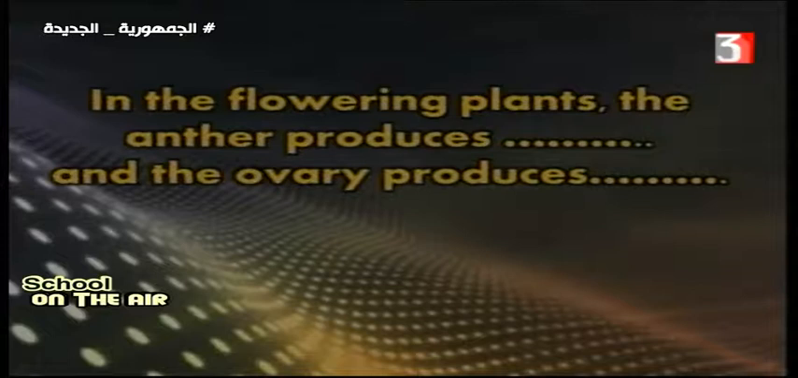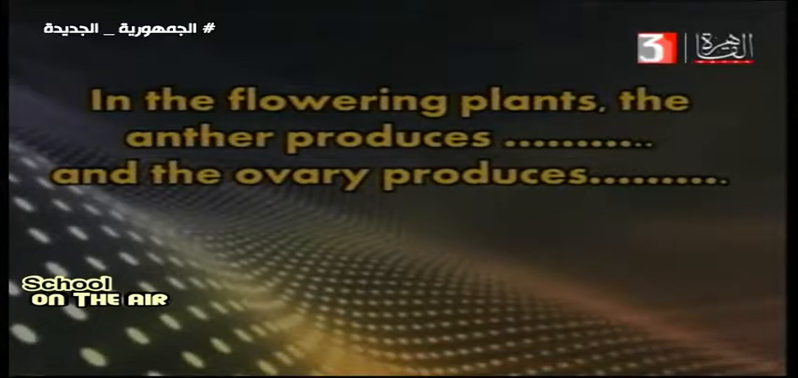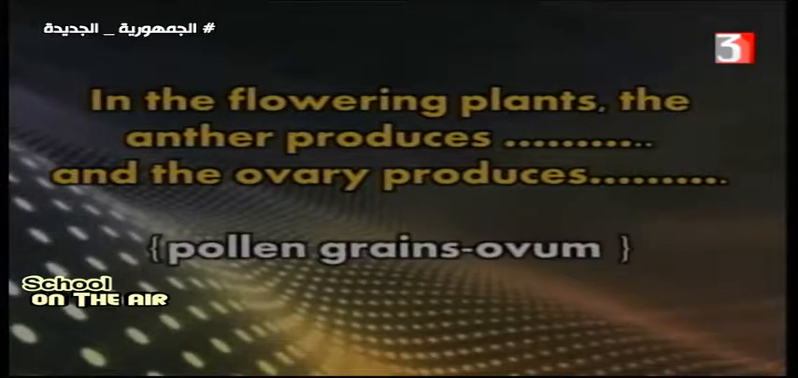We say for this, in the flowering plants, the anther produces space and the ovary produces space. Catch the answer. We can say anther produces pollen grains because it's a male, but the other one, ovary, produces an ovum because it's a female of the plant. Wonderful to say that. Another question.